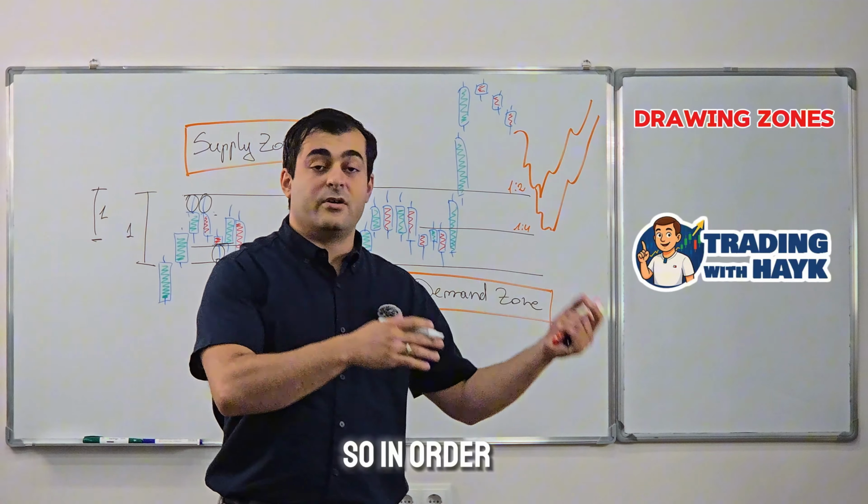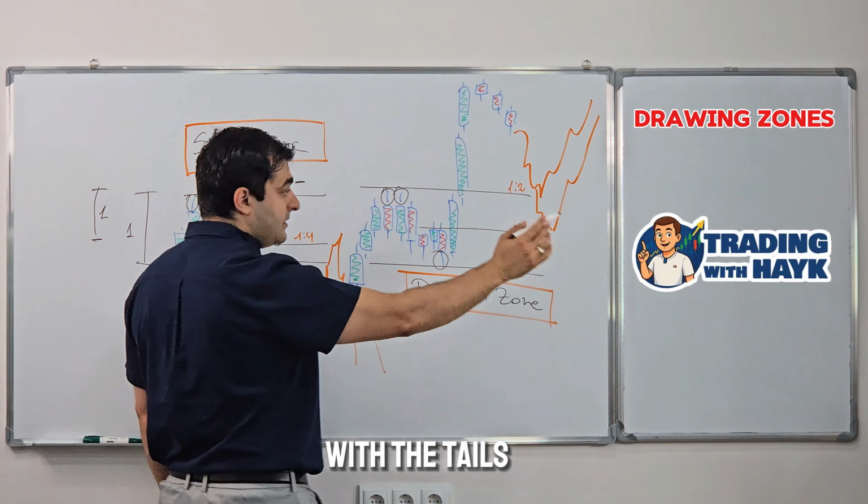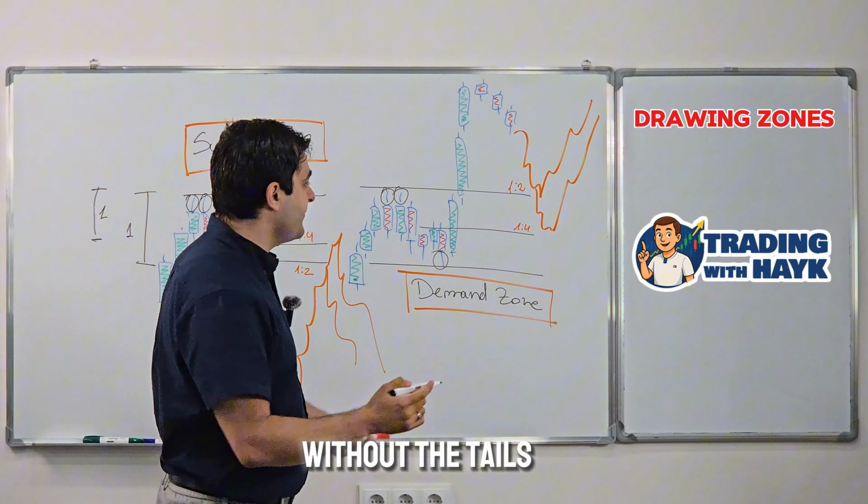The same applies here. We have the demand zone, let's say, right? Which is with the tails, as you can see here. You can do it with the tails, you can do it without the tails. So here we have the body, you can go, for example, here. You can see the body from wherever it starts, and as well as here.